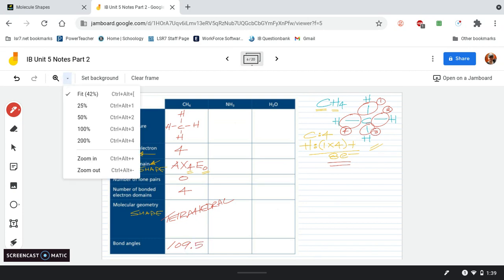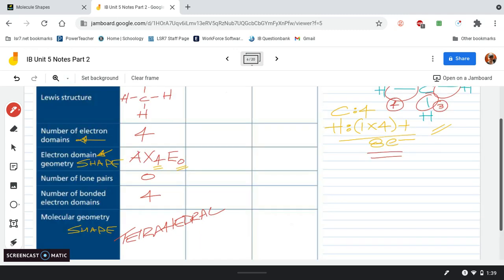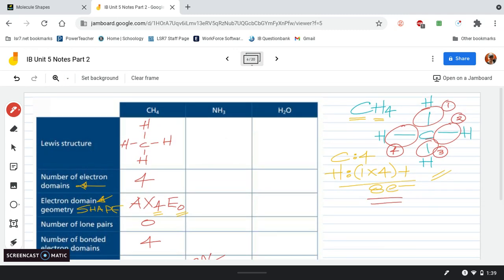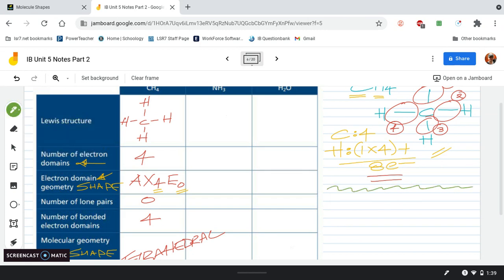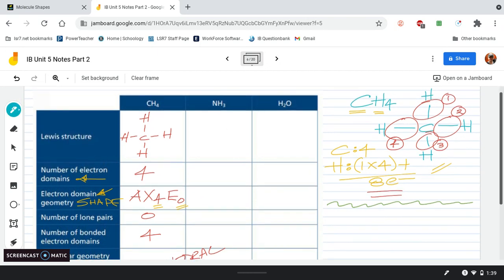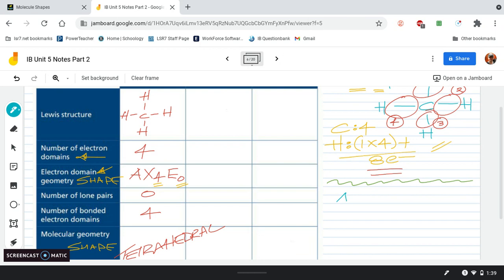All right, let's try another one. Let's try the ammonia. So the ammonia is NH3. So let's put the N in the middle, right? Because it's listed first, and it's not an H. Can't have H in the middle. Remember that. So let's do this.